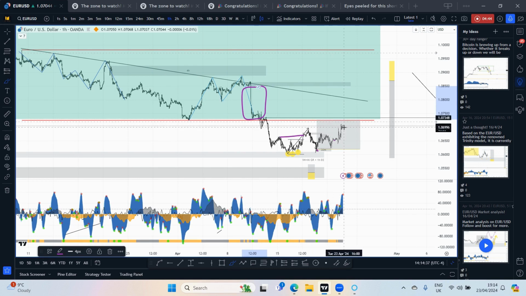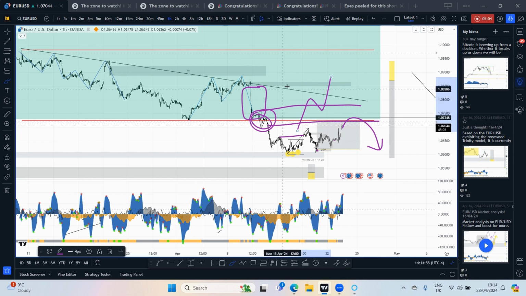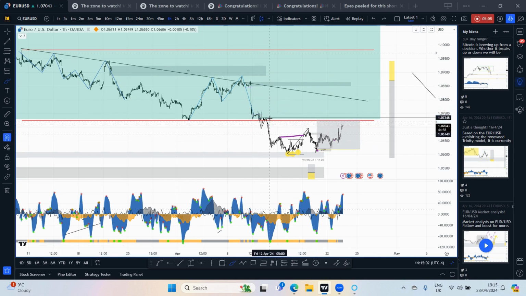So I won't be surprised if we get a reaction off this old range extreme. There's going to be some resistance here, of course. So I'm not going to be surprised if we do break out from this resistance. This move up could be quite sharp. Why? Because the move down was quite sharp. So just bear in mind for that.